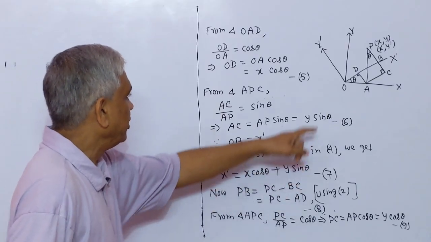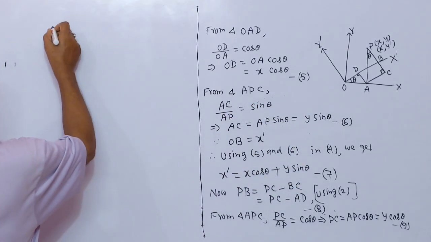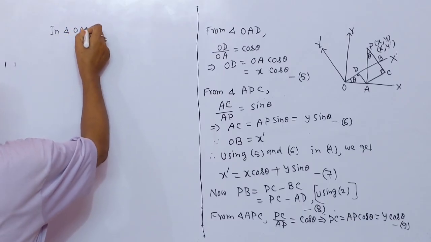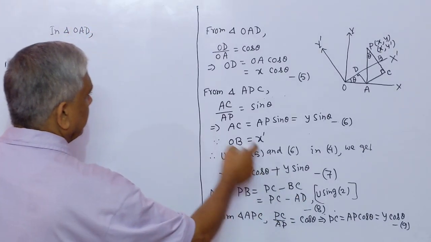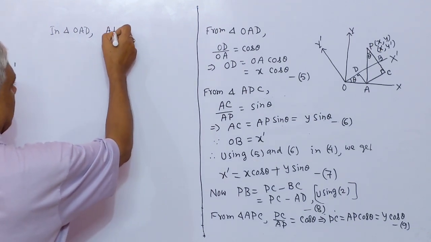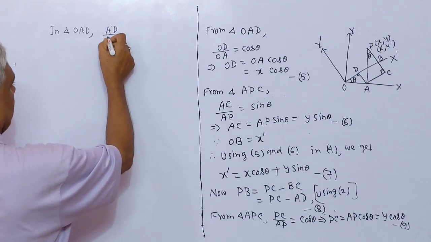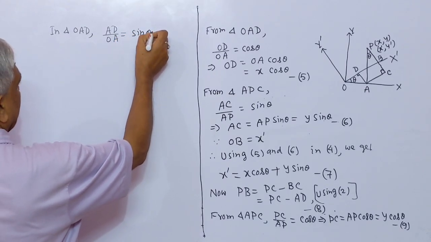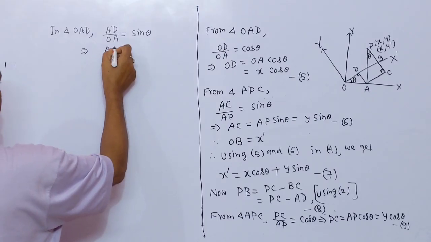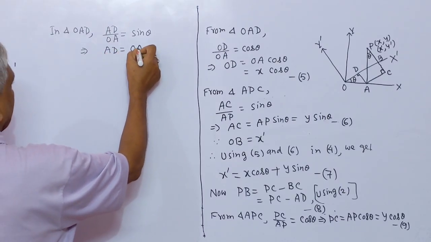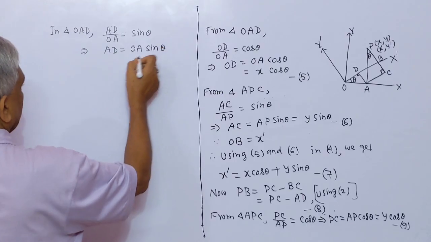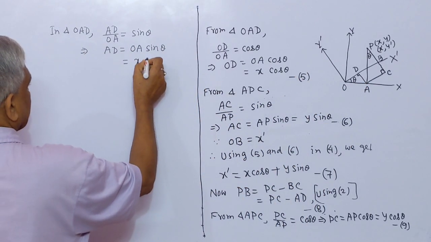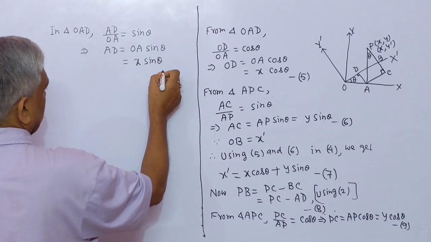Now we need AD in triangle OAD. AD by OA equal to sin theta, implies that AD equal to OA sin theta, and OA is x, so AD equals x sin theta. This is number 10.